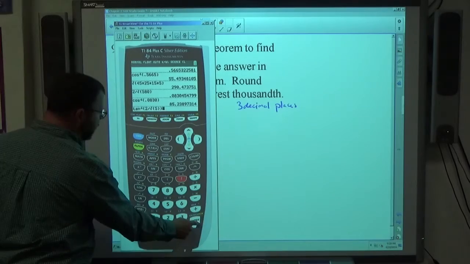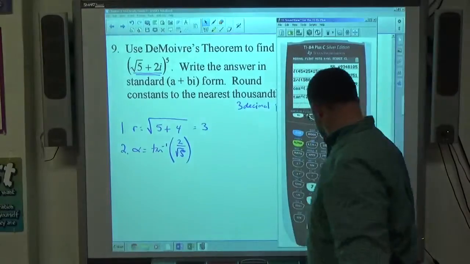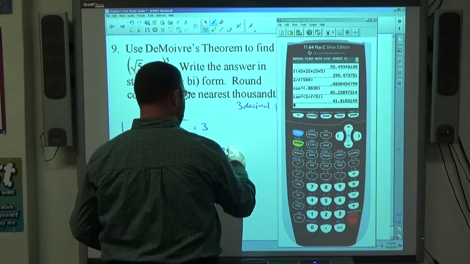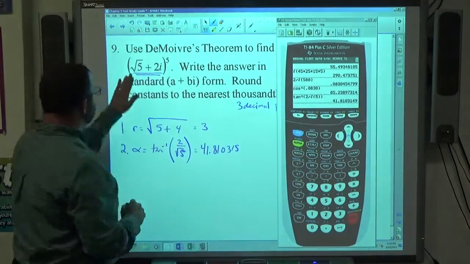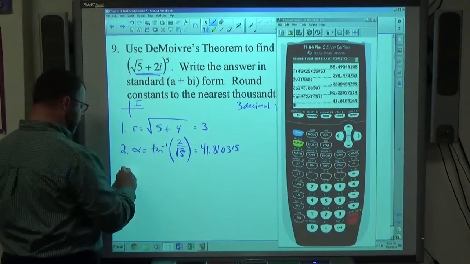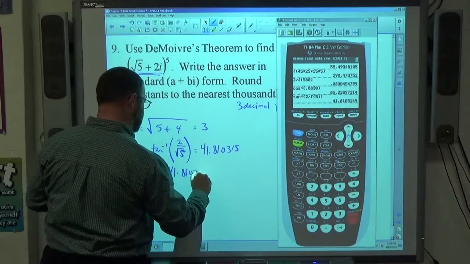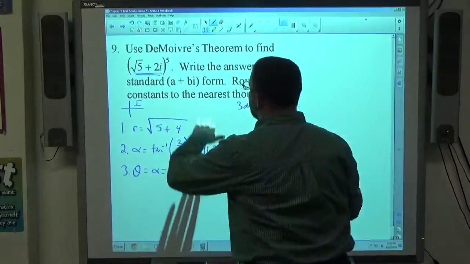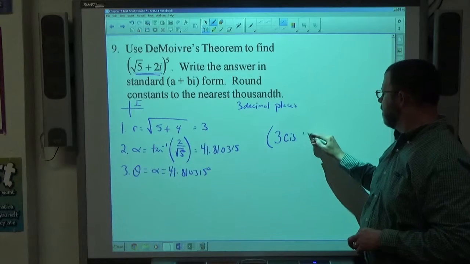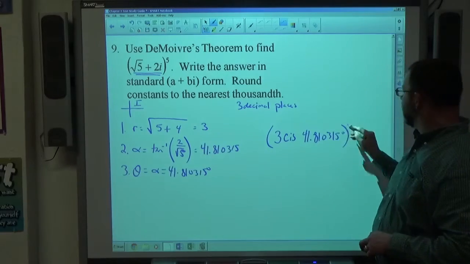Inverse tan of 2 divided by square root of 5 gets me 41.810315 if I go 6 decimal places. Finally, positive, positive. Once again, if I'm going to the right and up, that puts me in the first quadrant. So step 3, theta is going to equal alpha. So my rCIS theta form for this specific number is going to be 3 CIS 41.810315 degrees. We're raising that to the 5th power.